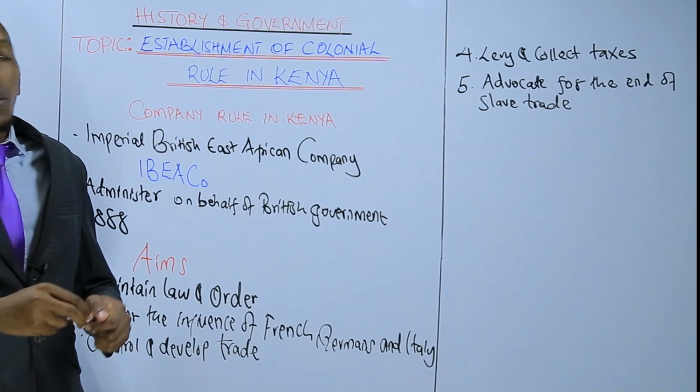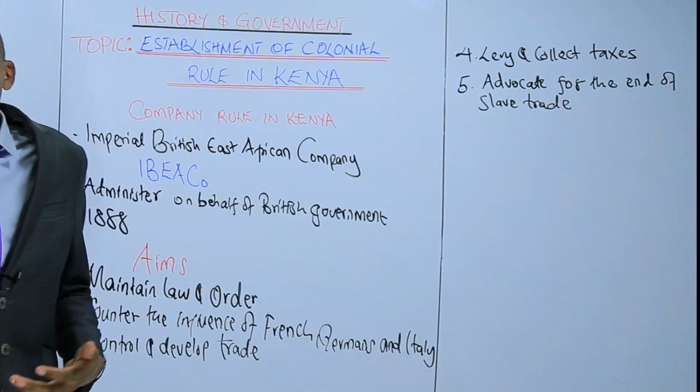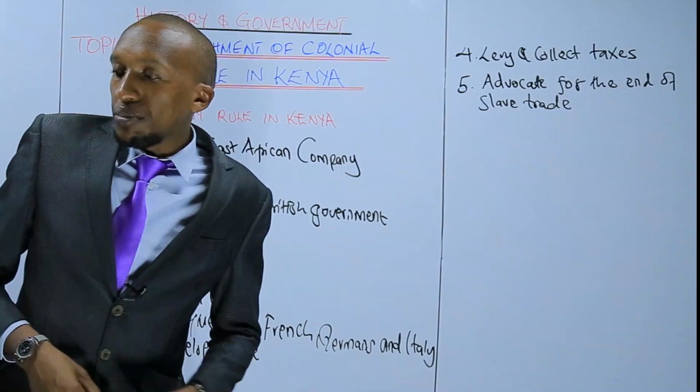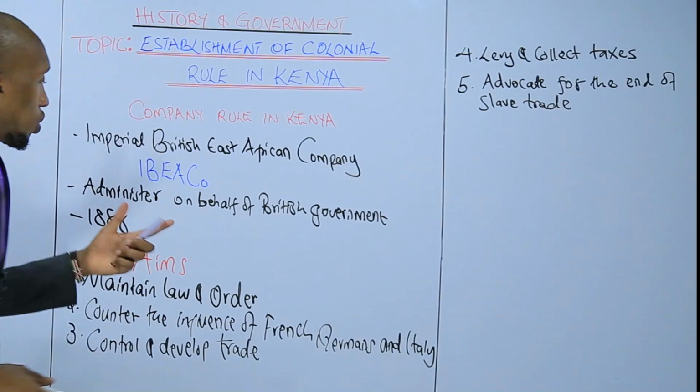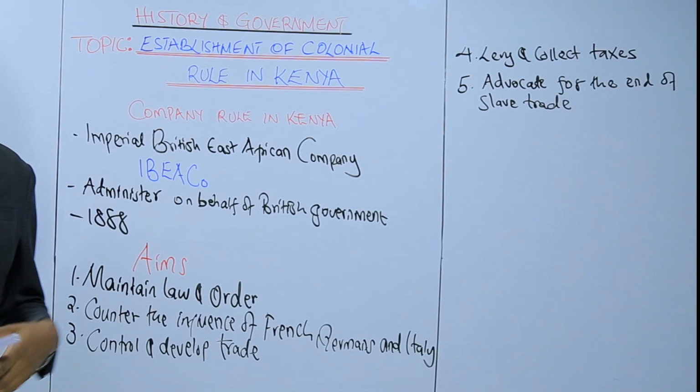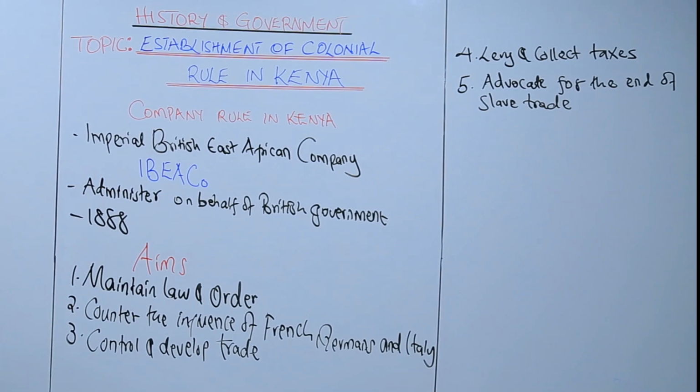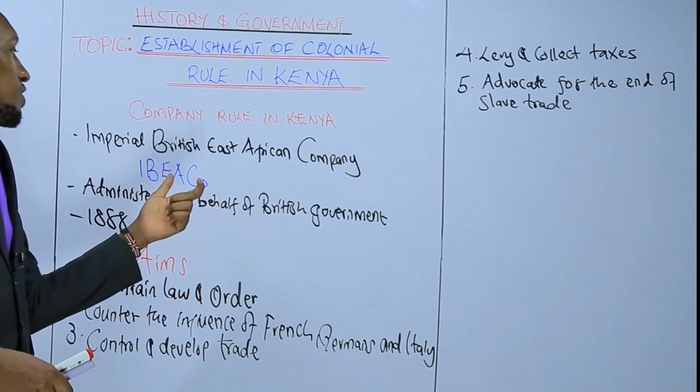They were supposed to make sure that the slave trade that had started happening, that was led by the Sultan at the coast, had now been avoided or brought to an end. So those were the aims of this company as it occupied the territory of Kenya. Remember, Britain is occupying this land. They have made an agreement as nations, but as a government, they are not able to come and occupy that land physically. So they use this company to control the territory. So those were the aims.